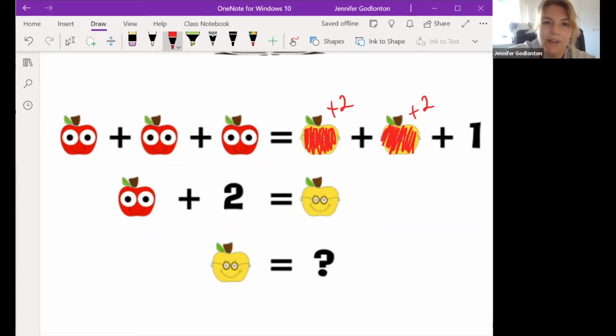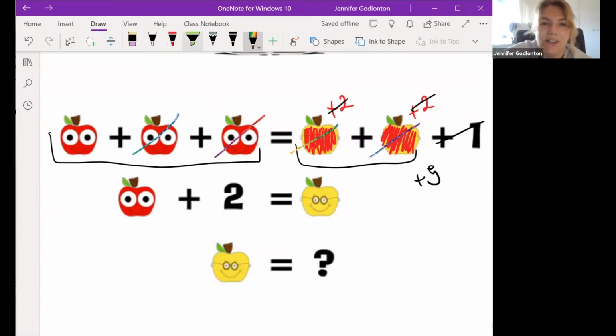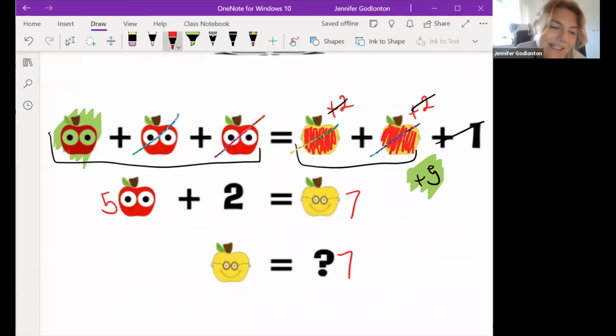So what I end up with is, on this side, I've got 3 red apples. And on this side, I've got 2 red apples plus 5. Because of this 2 and this 1, these 2 apples cancel with those 2 apples. And so we see that our 1 red apple is equal to 5, which means that this guy is 5, which means that this guy is 7.